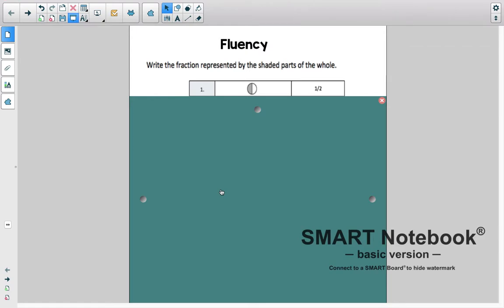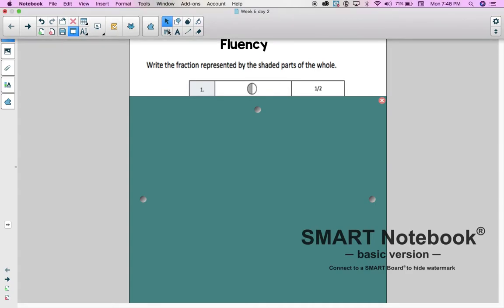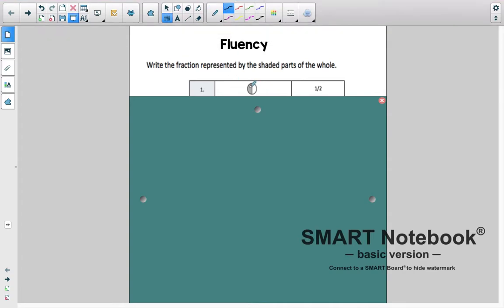So below you're going to see the fluency. It says, for the directions, write the fraction represented by the shaded parts of the whole. So we're going to look at number 1, the example first, so that you know what to do for the rest of the fluency. If you see the picture right here, we see a circle and one part shaded and 2 equal parts. Because there's one part shaded and 2 equal parts, that would be 1/2.